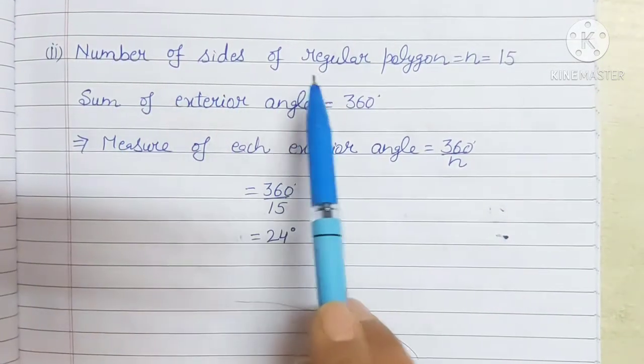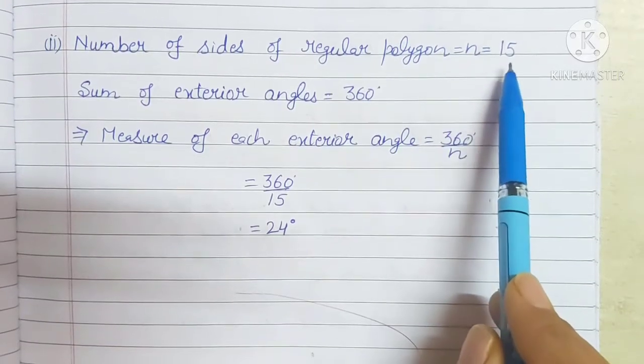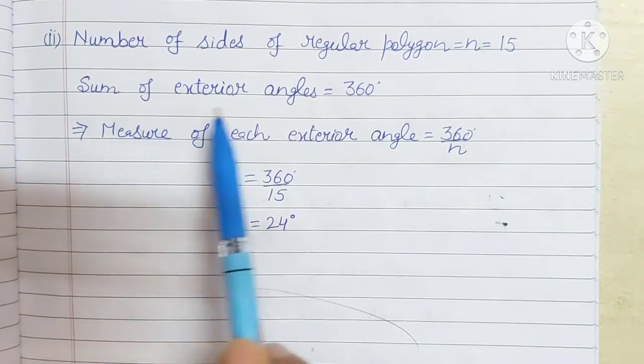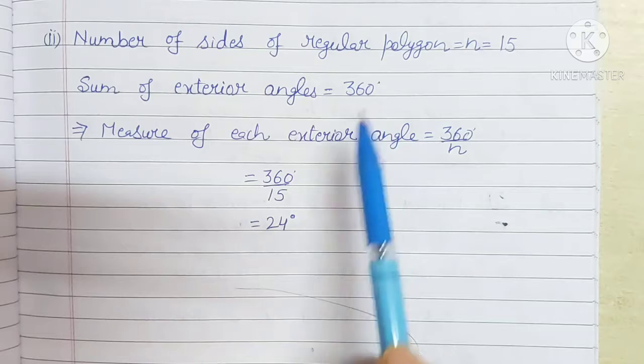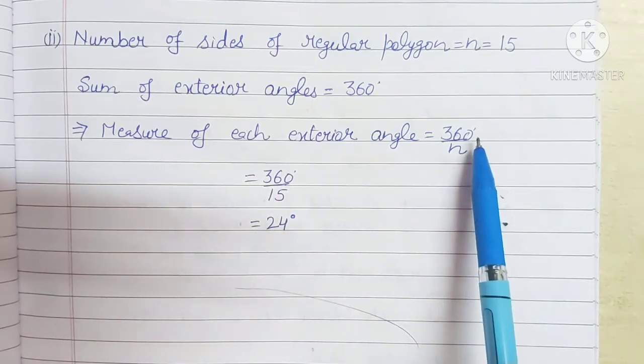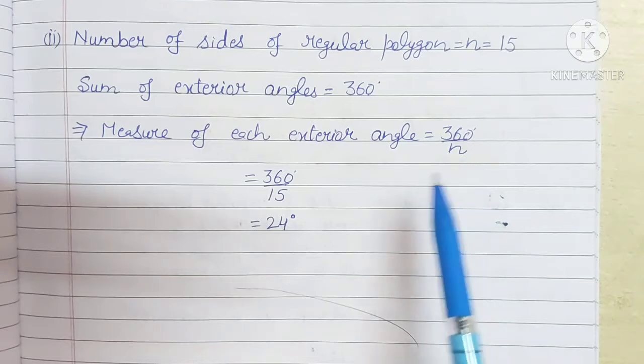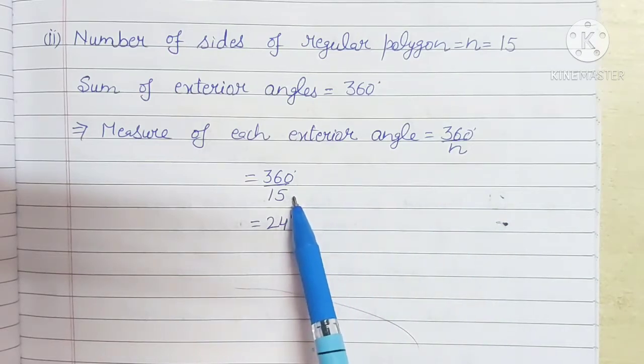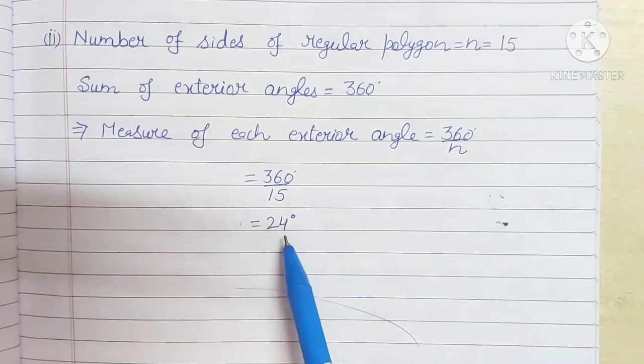Now if the number of sides of the regular polygon n is equal to 15 and the sum of exterior angles we know is 360 degrees, so the measure of each exterior angle will be 360 divided by n, that is 360 divided by 15, which equals 24 degrees.